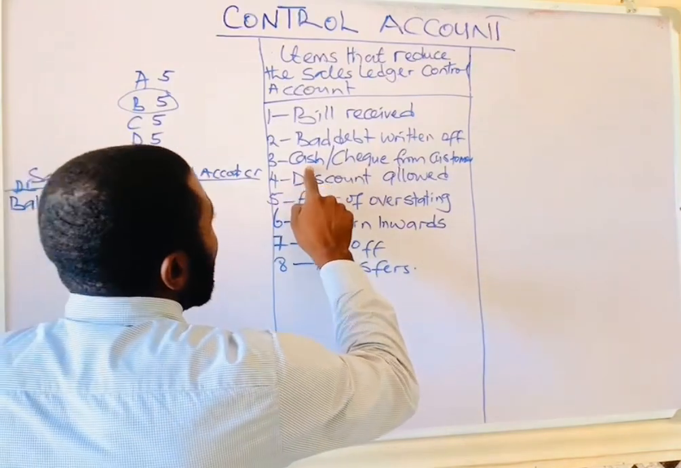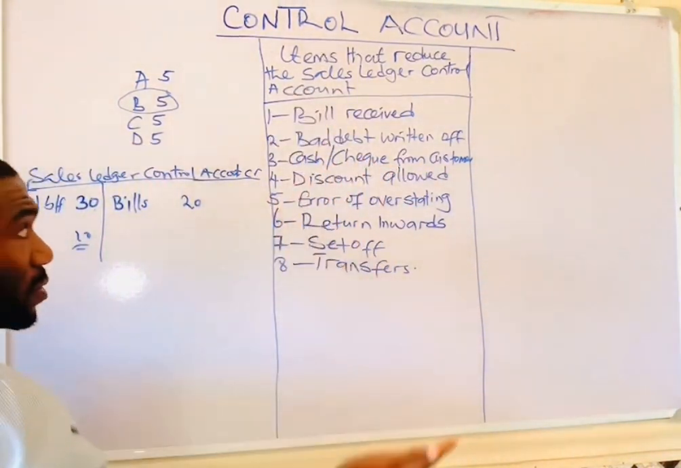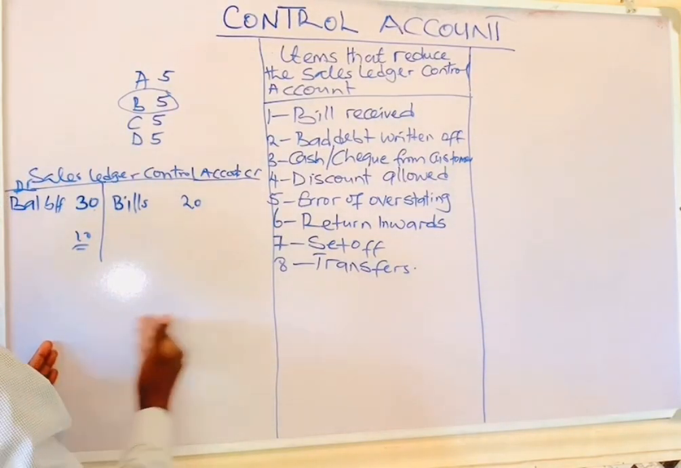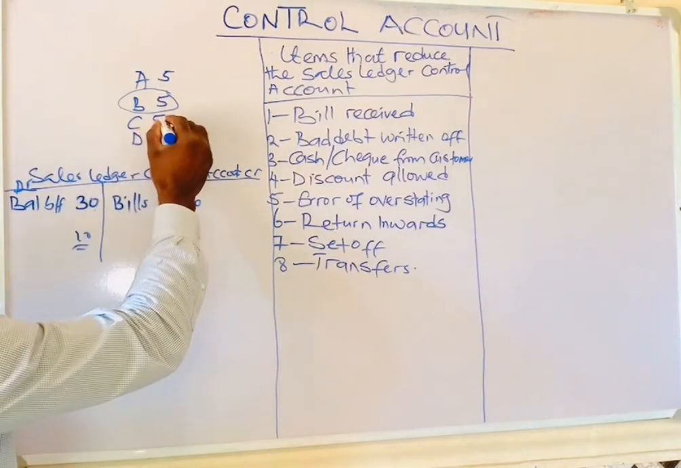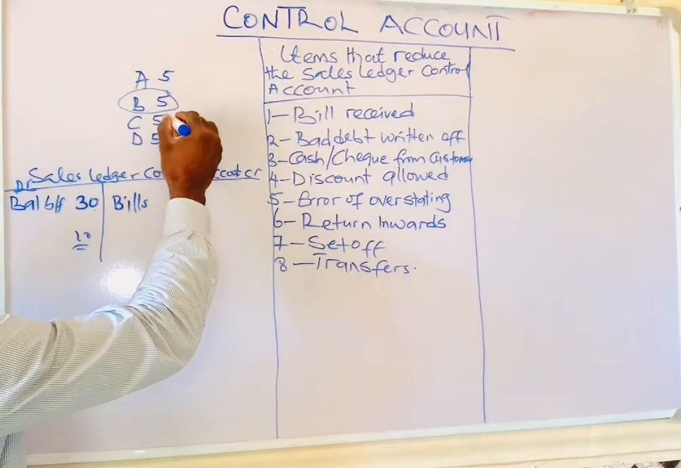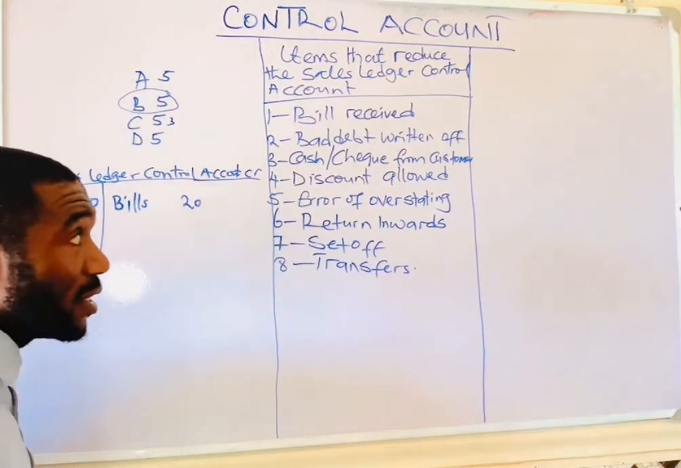So cash or cheque, we receive cash, the same thing with the bill receivable from the customer, it will reduce what we ought to receive. Discount allowed, we allow a discount. Say we'll allow you a discount of $2 or $3 if you pay today or tomorrow. So it will reduce what we're supposed to receive.